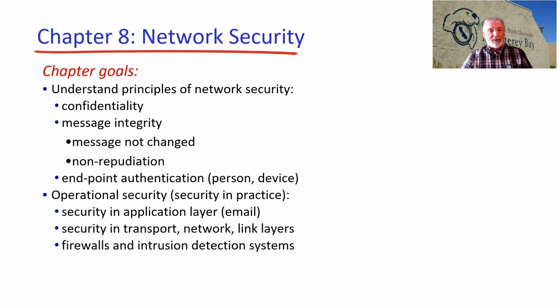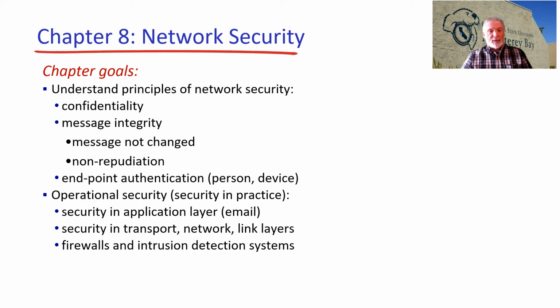Another aspect of this integrity principle is non-repudiation. If Bob has claimed that he has not sent a message, how can Alice confirm this? Endpoint authentication is the third principle. Are Alice and Bob really who they say they are? What are their identities? And how do they prove that?